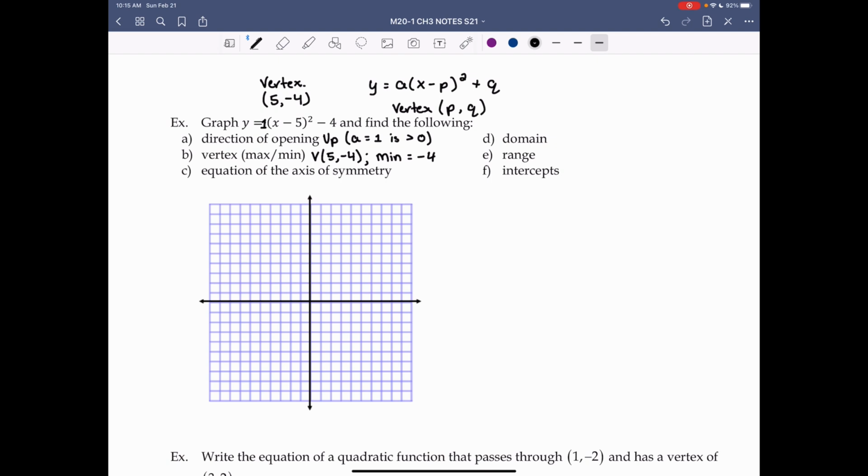We can also do the equation of the axis of symmetry. Remember, that is a vertical line, so it's written x equals, and then it's the x value of the vertex, which in vertex form is the p-value from the function, so that is 5. x equals 5 is our axis of symmetry. I can draw that on my grid here. x equals 5 is here. Just draw a dotted vertical line at x equals 5.